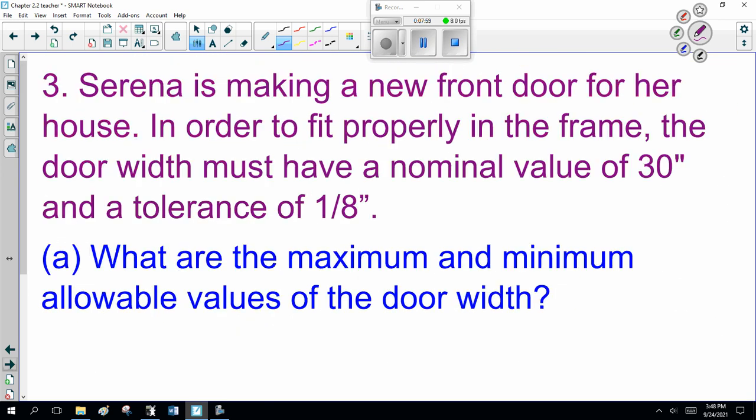Now, Serena is making a new front door for her house. In order to fit properly in the frame, the door width must have a nominal value of 30 inches and a tolerance of 1/8. If you have the old set of notes, I've changed the numbers. My apologies. Who the hell has a 24-inch front door anymore? Anyway, so it's the maximum and minimal allowable value. Question A. What are the maximum and minimum allowable values of the door width?